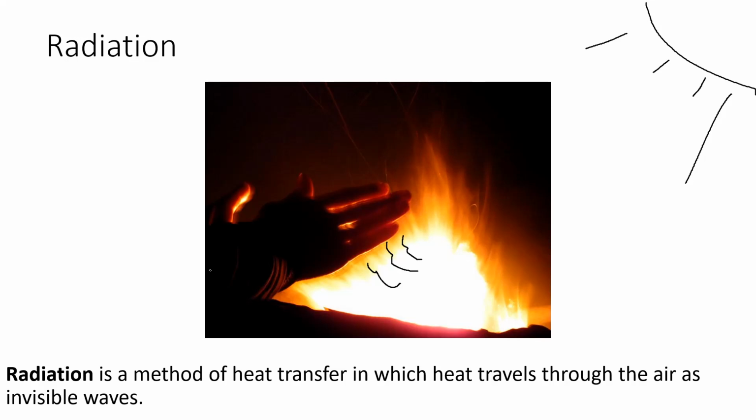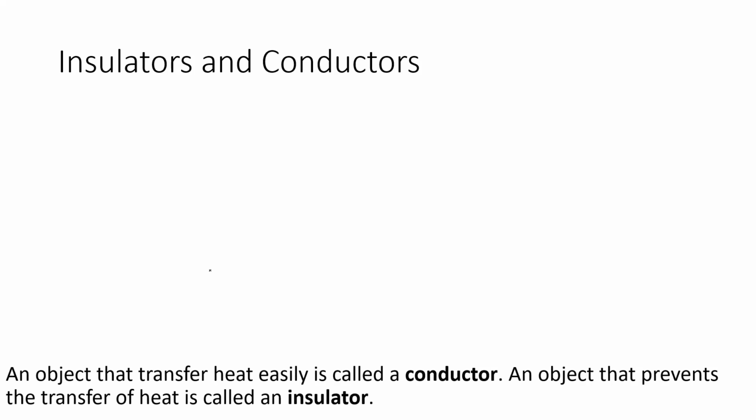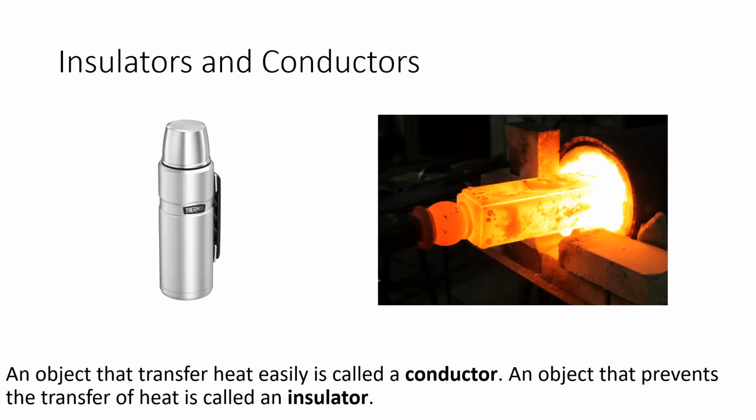The last slide I want to show you is just to talk about insulators and conductors. So these are things that either transfer heat easily or they don't transfer it that easily. An object that transfers heat easily is called a conductor. And an object that prevents the transfer of heat is called an insulator. This is stuff that we've talked about earlier in term 1 as well when it came to the properties of metals. We're just going to have another little look at it. So a good example of each of these.